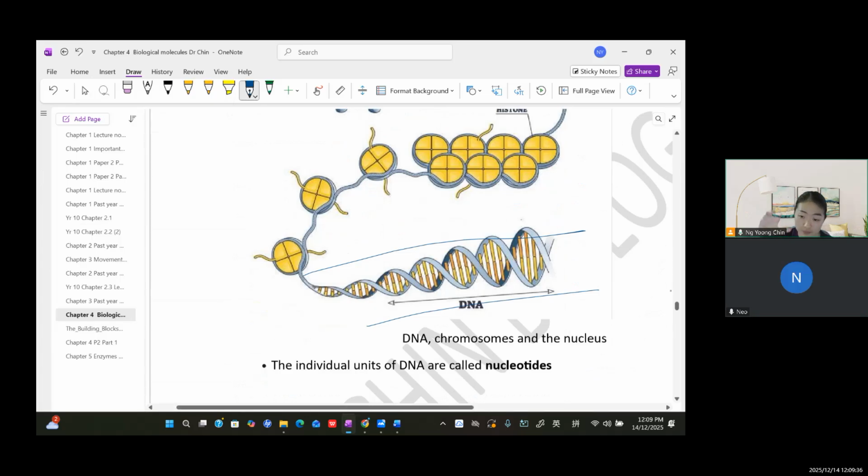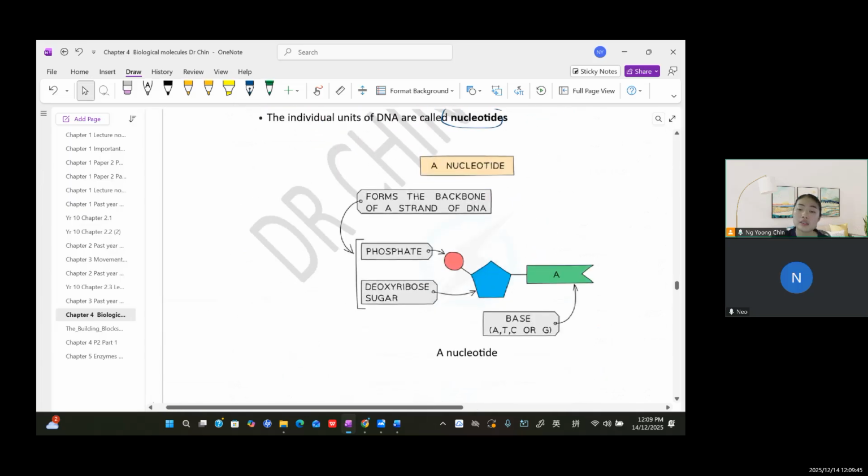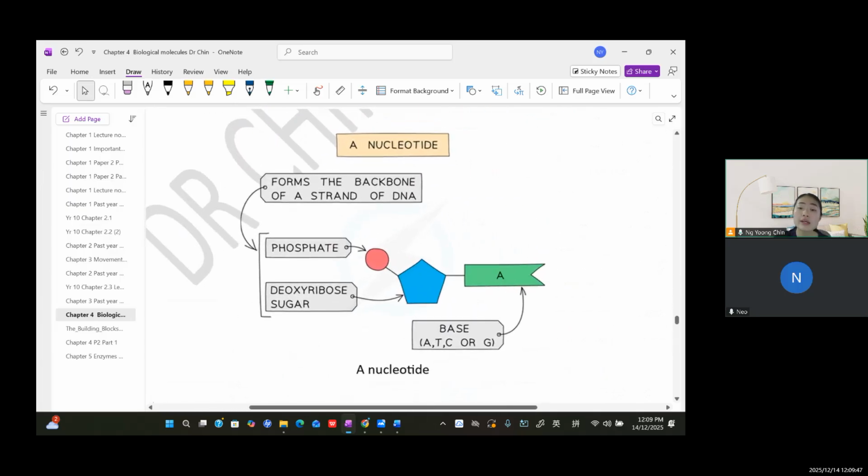And then the polymer DNA is made from a unit, which is called what? Nucleotide. So this is a nucleotide, the monomer for the DNA. A nucleotide has three components. First, it has a nitrogenous base, made from A, T, C, G. The nitrogenous base.